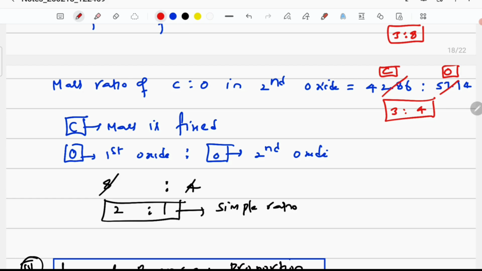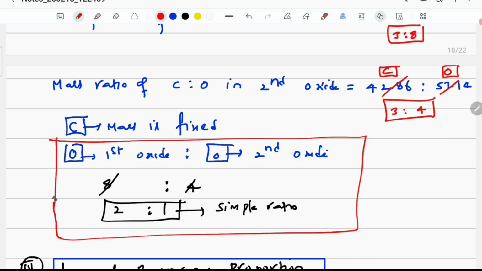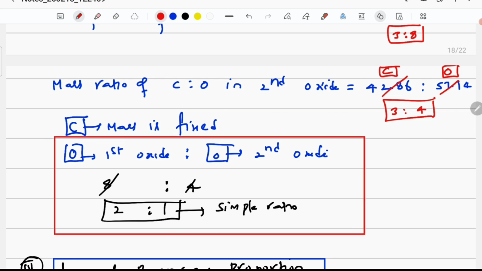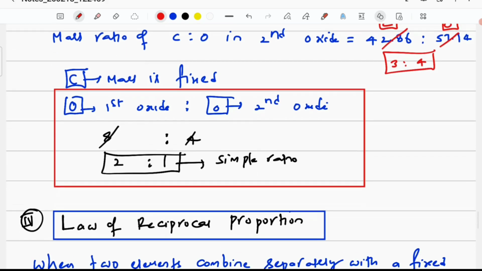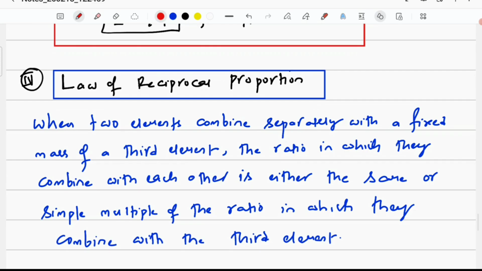Simple ratio for the given information. Here you can see last how I wrote the ratio. After simplification, 2:1 simple ratio. Just a statement we proved by using one simple example. Next, law of reciprocal proportion.